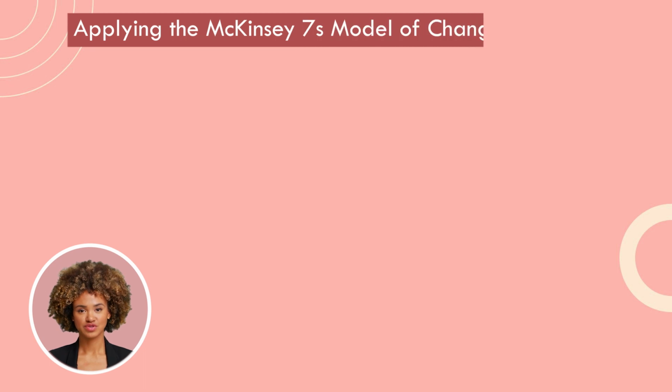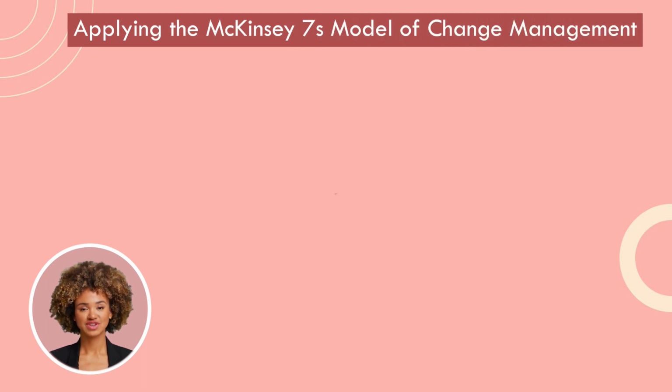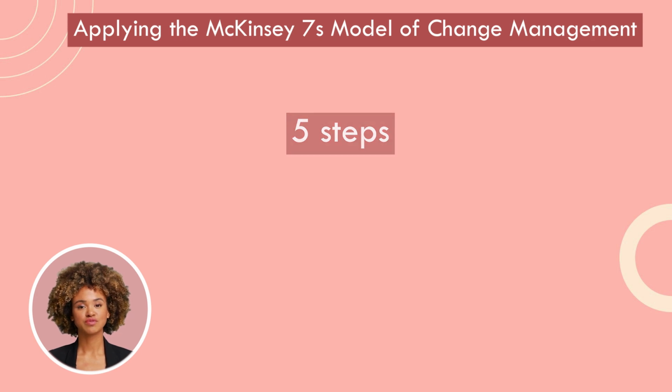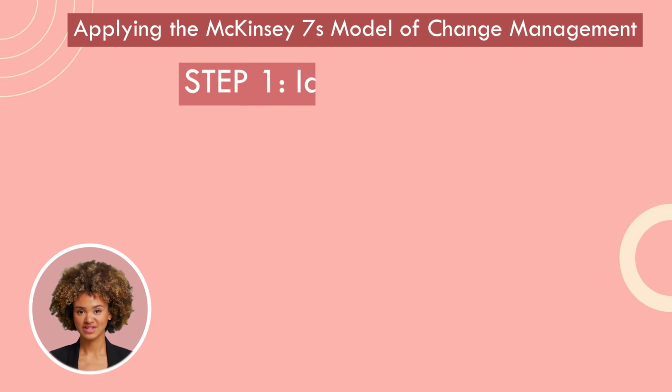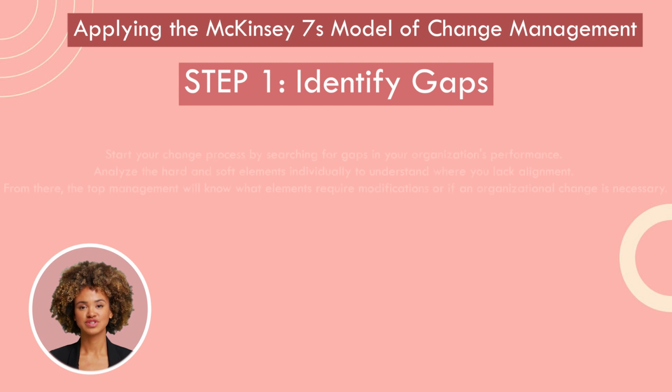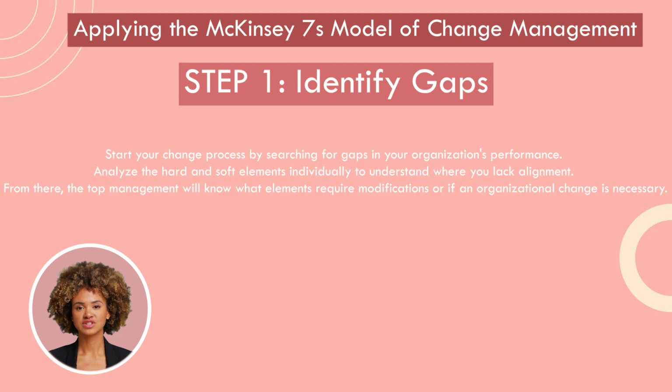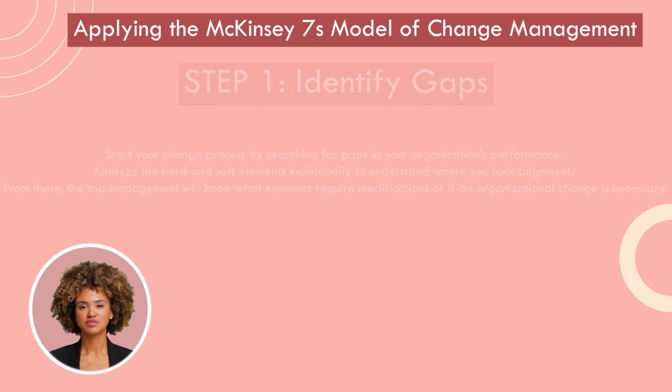Next, applying the McKinsey 7S model of change management. In 5 steps, you can apply the McKinsey 7S model for your change initiative. Step 1. Identify gaps. Start your change process by searching for gaps in your organization's performance. Analyze the hard and soft elements individually to understand where you lack alignment. From there, the top management will know what elements require modifications or if an organizational change is necessary.